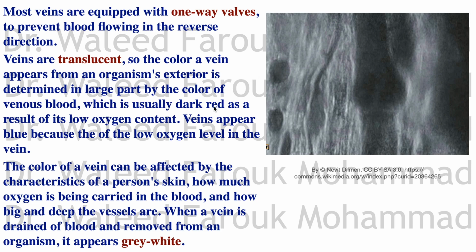Veins are translucent, so the color of the vein appearing on the exterior is determined in large part by the color of venous blood inside it, usually dark red because of its deoxygenated blood, and veins appear blue because of the low oxygen level in the vein. This may vary from person to person according to the amount of oxygen being carried in the blood and how big and deep the vessels are. When a vein is drained of blood and removed from an organism, it appears gray white.